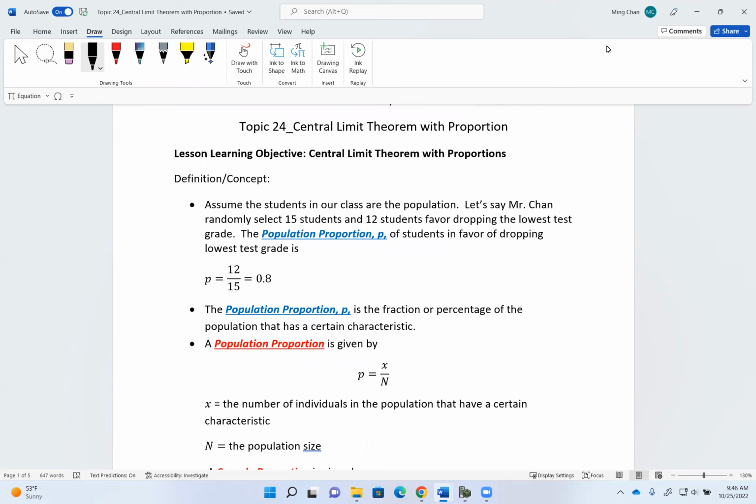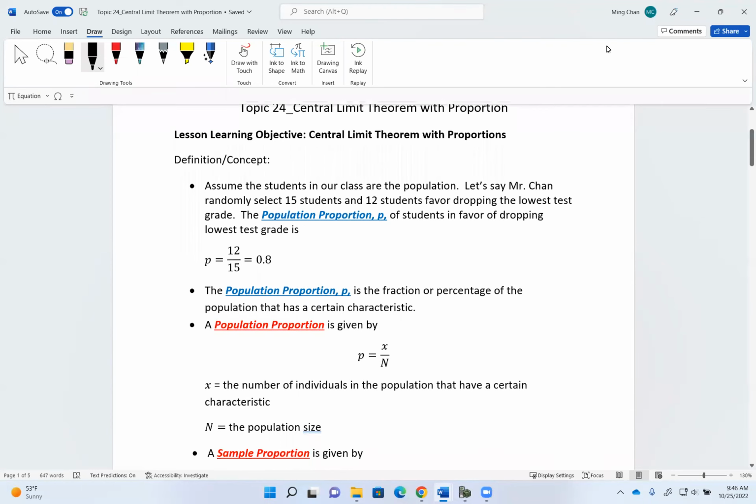A while ago, I mentioned the word proportion. Proportion also means the word percentage, and it is derived from the relative frequency. So every time I say the word proportion, I'm also referring to the word percentage. So about 80% of students favor dropping the lowest test grade.